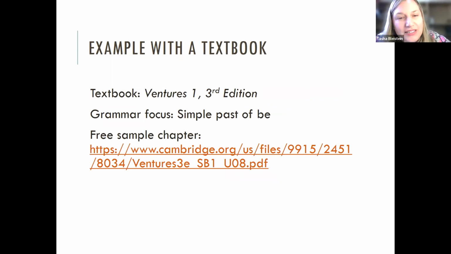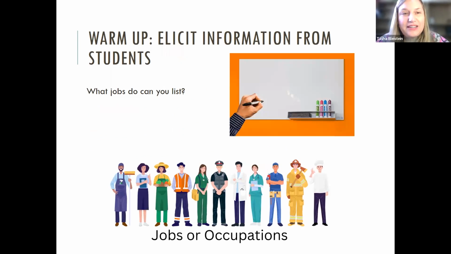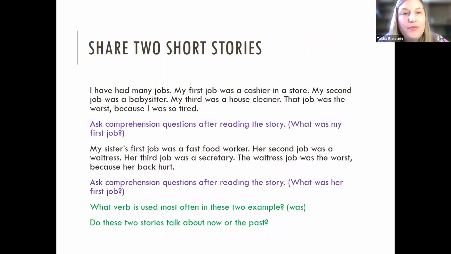Here's an example using a textbook. So I had a sample chapter that I used. If you do have a textbook, still don't rely just on the textbook activities. I would still first elicit, what do my learners already know? And so this one's going to be about occupation. So I asked them to share all of the different occupations that they know. Then I give them 2 short stories.